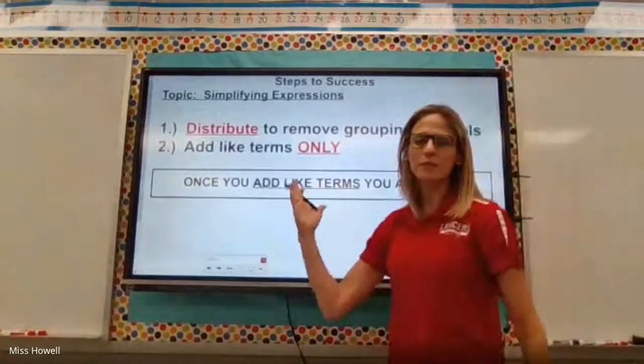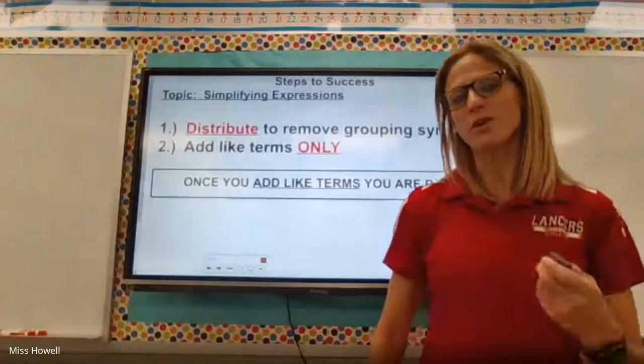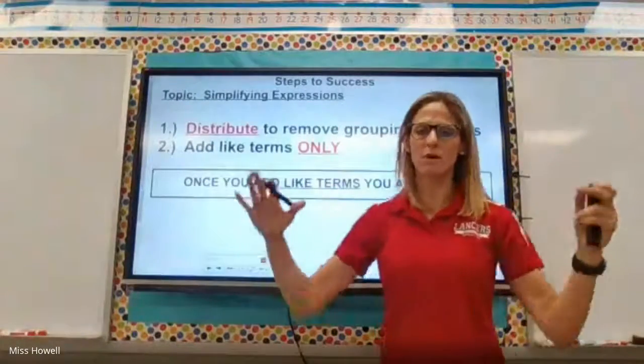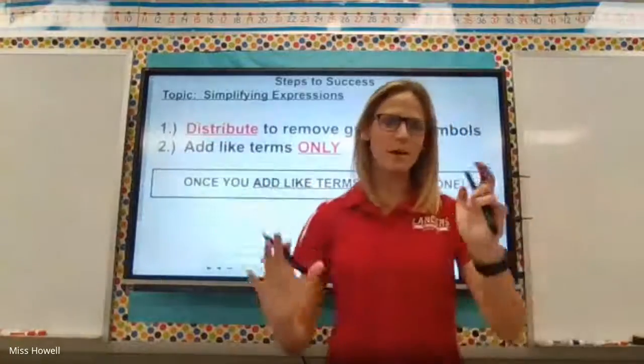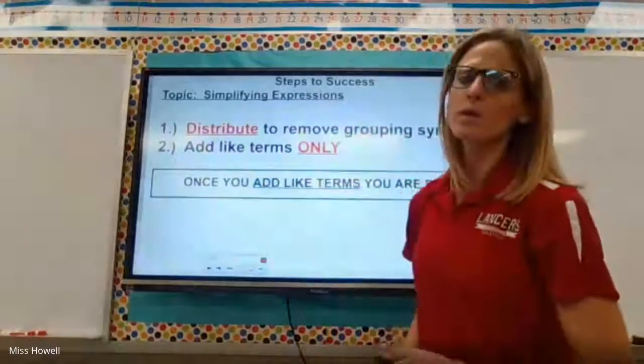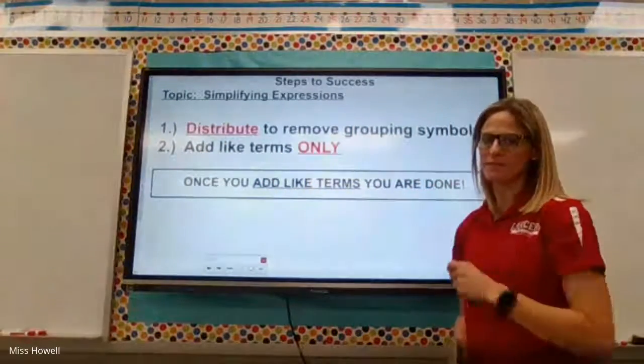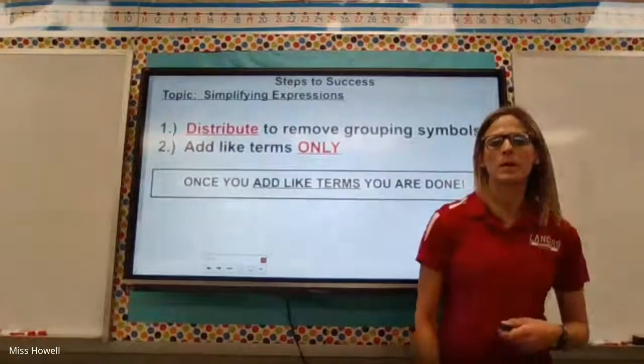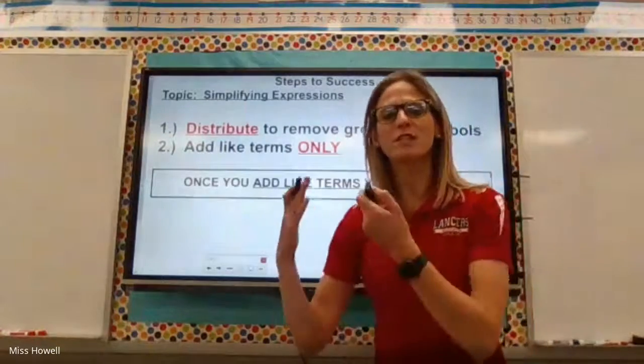Now, this is way different than when we're evaluating using order of operations. Nowhere in PEMDAS does it say that we have to distribute, right? So these are very different paths we're taking when we're either evaluating or simplifying with our variable expressions.